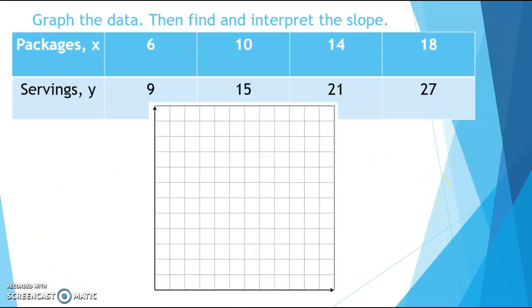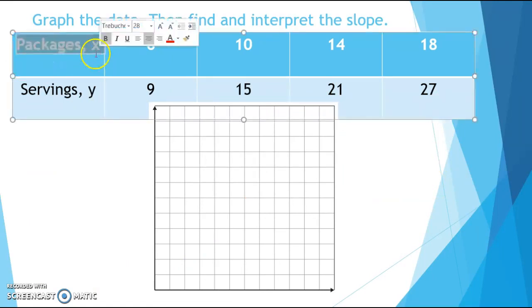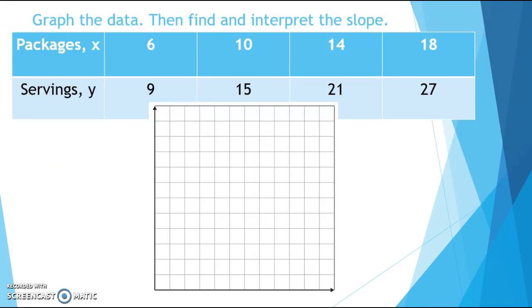So our last problem is the exact same thing, same process, except we've got packages and servings. There are two different things there, packages and servings. Again, I'm going to go ahead and pause this video, label my X and Y axis. I want you guys to do the same. So pause the video until you've gotten your graph labeled, and then watch the video with me to make sure that you've got the right answer.